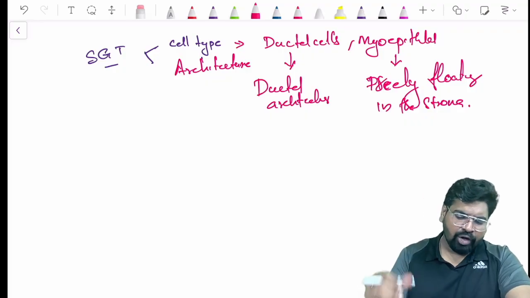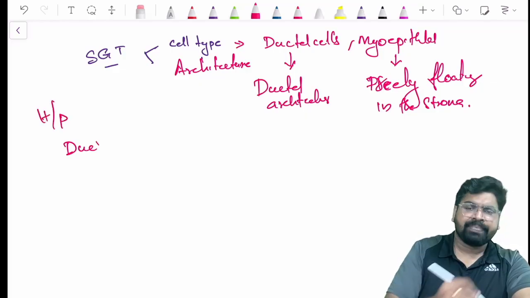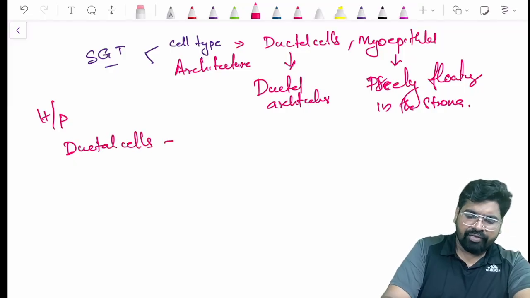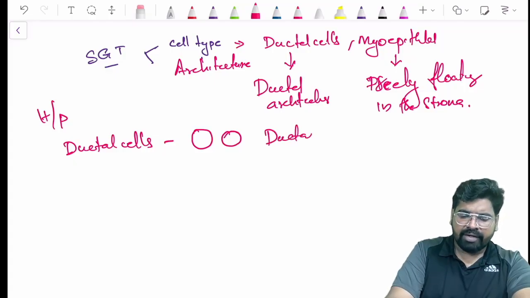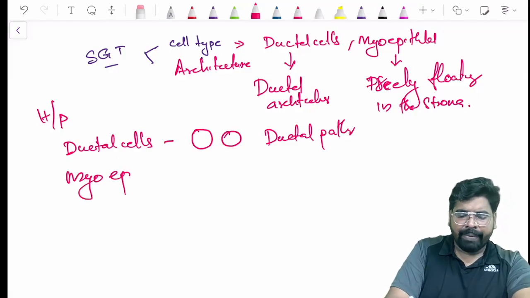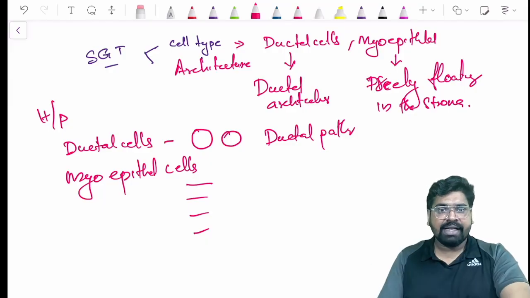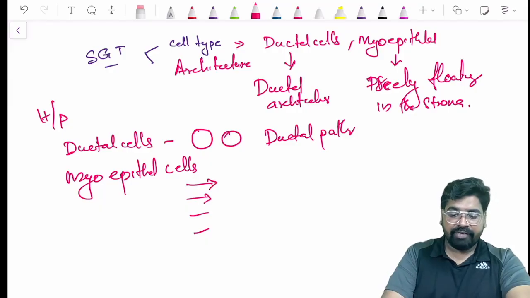So in pleomorphic adenoma, if you take the histopathology, you can see that there will be ductal cells arranged forming ducts like this, ducts like this, that is, they form a ductal pattern. And you have myoepithelial cells. Now, how can you identify a myoepithelial cell? What are the different shapes a myoepithelial cell can take? Myoepithelial cells can be present in different shapes.